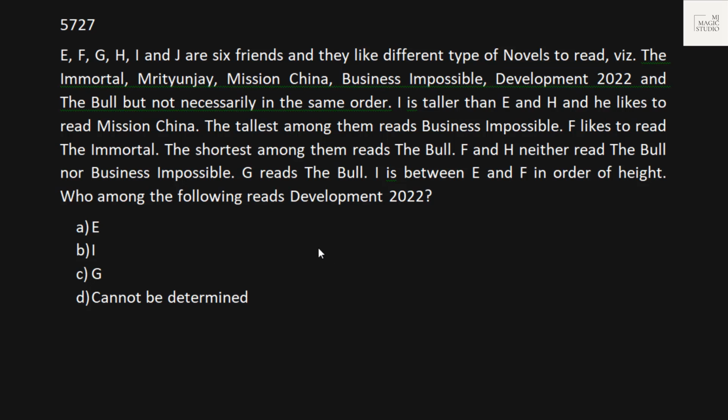One more grid type challenge. E, F, G, H, I, J are 6 friends.